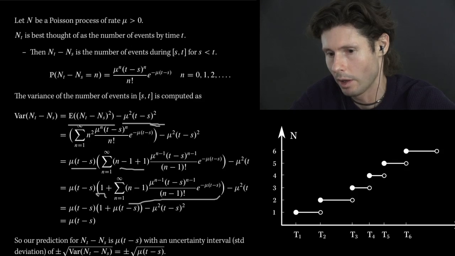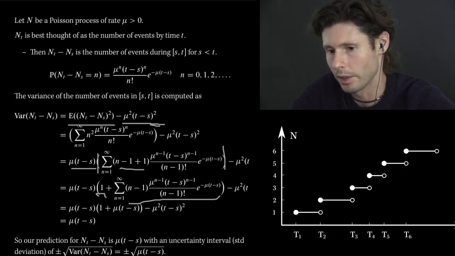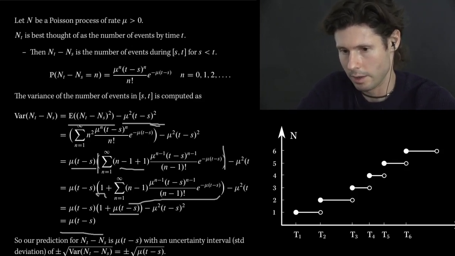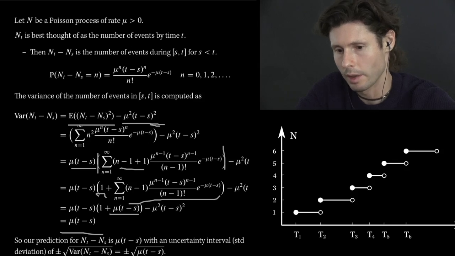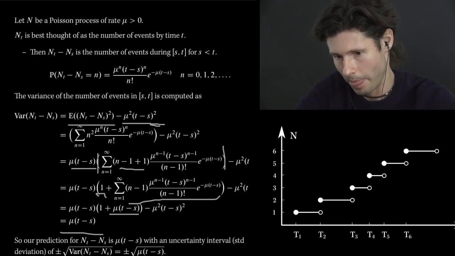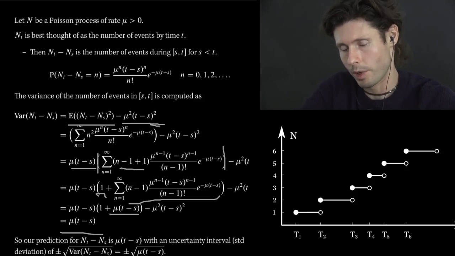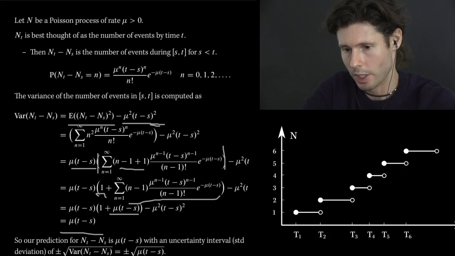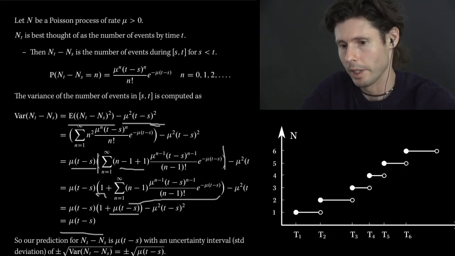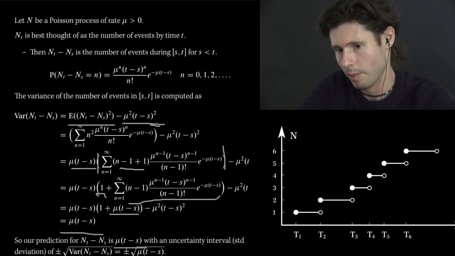In fact, I've written this inner term in these parentheses as 1 plus the sum that will look exactly like the expected value of the increment leaving this term. So if you follow this computation through, this is the final answer that you get for the variance, and the summary is that if you want a prediction for the Poisson process increment, the best prediction that you have is the expected value, namely the number of events between time s and t is going to be mu times t minus s, the expected value.